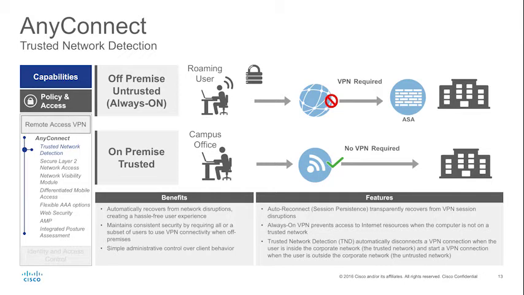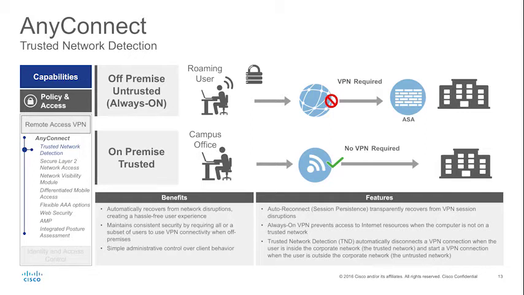Auto Reconnect, also known as session persistence, helps customers automatically recover from network disruptions for a hassle-free user experience. Trusted Network Detection disconnects a VPN connection inside the corporate network and starts a new VPN connection when a user is outside the trusted network. This means users are not required to re-authenticate, giving users flexibility to establish maximum session times through VPN profile.